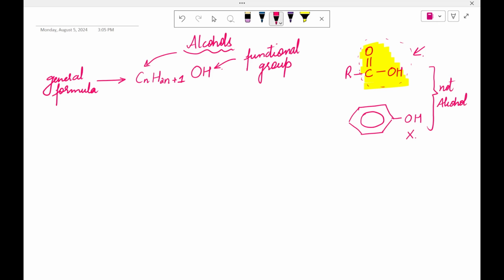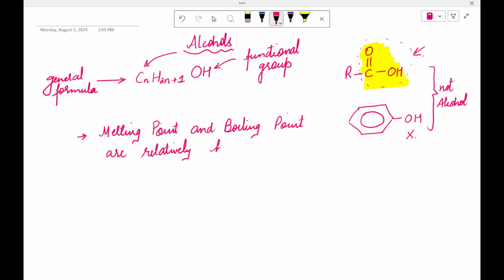Okay. So for alcohols, remember one thing: their melting point and boiling point are relatively higher. Why are they higher?